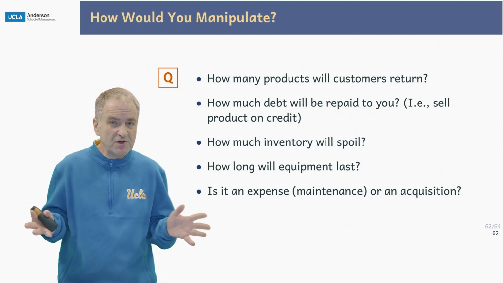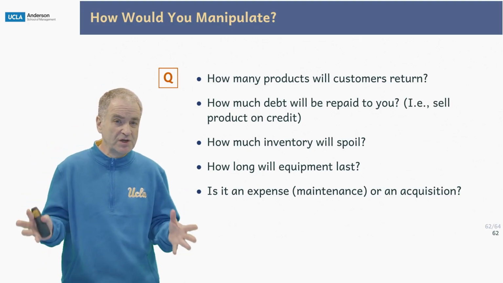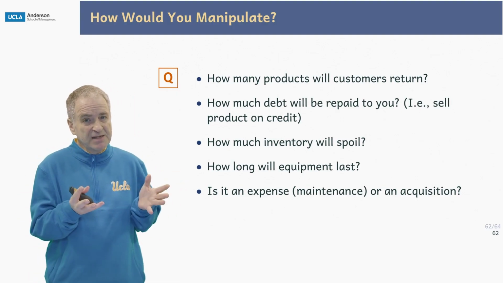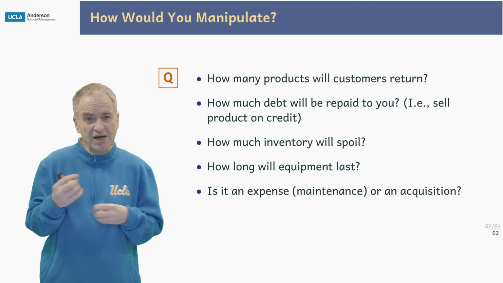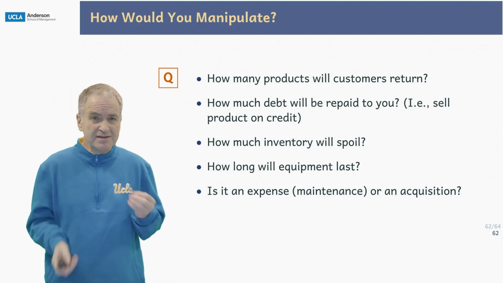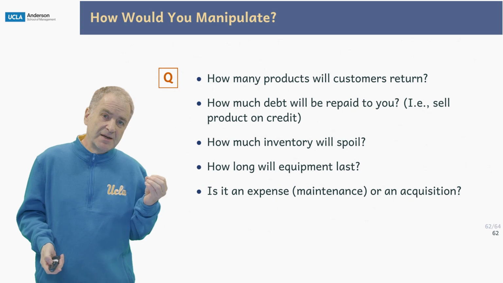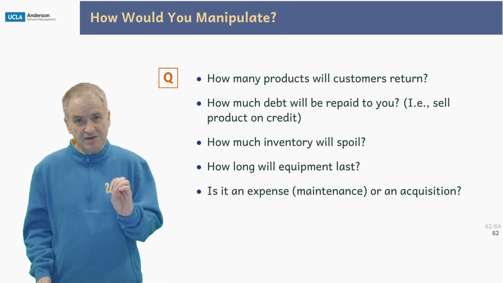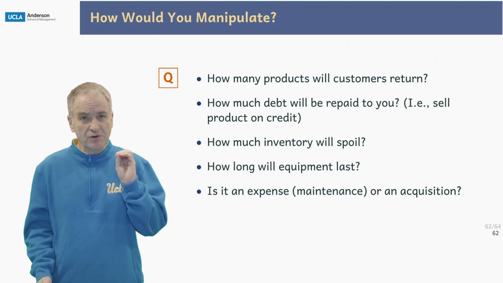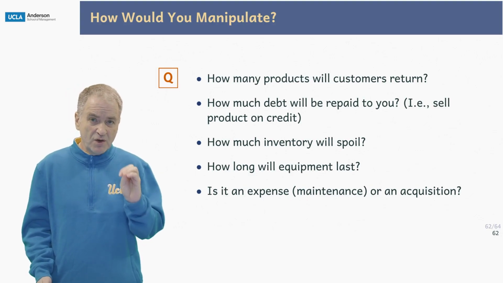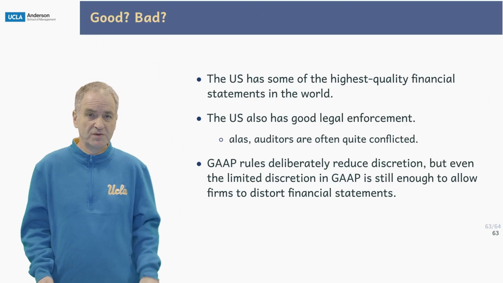How much of your inventory will spoil? How long will your equipment last? Is it an expense like maintenance at one time, or is it more an acquisition? Should it be depreciated over many periods? So there is this discretion, and we should talk about those in class for a little bit. But suffice it to say, these are things that allow you to manipulate both earnings and cash flows. Earnings a lot easier than cash flows.